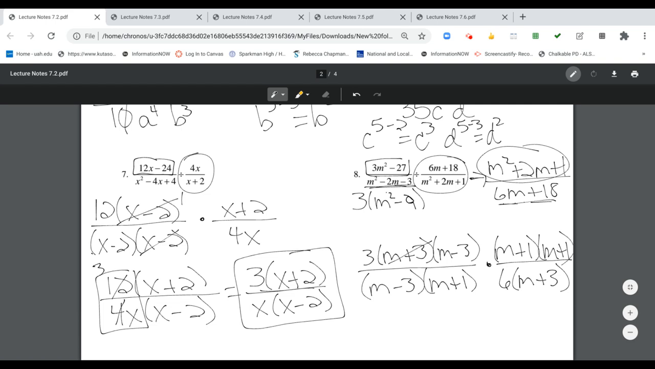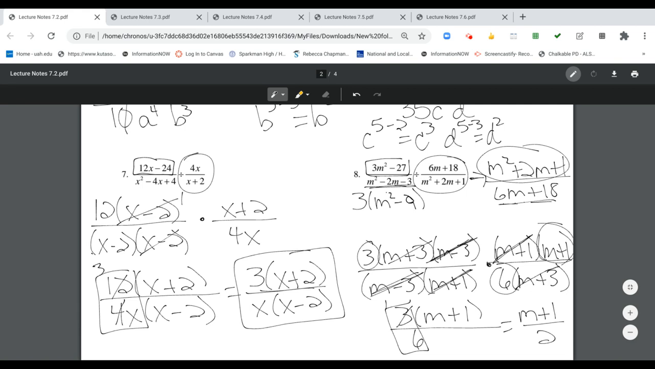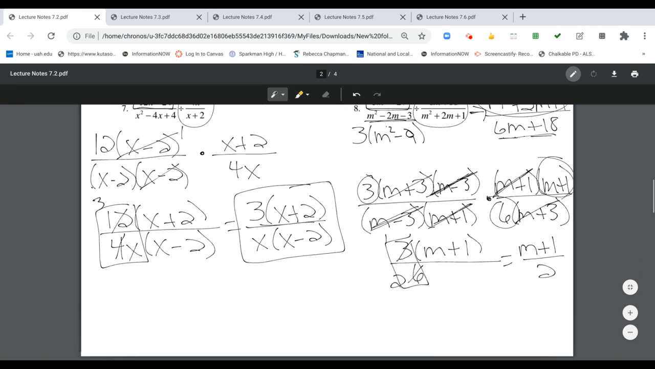So I can cancel the plus 3. I can cancel one of the m plus 1's. I can cancel this m minus 3 with this binomial m minus 3. So all that I'm left with is 3 times m plus 1 on the top, and this m plus 1, and the only thing left on the bottom is 6. Now, these are monomials, so I can reduce that to m plus 1 over 2. 3 goes into 3 once, it goes into 6 twice, so that reduces down to a 2 as your denominator.